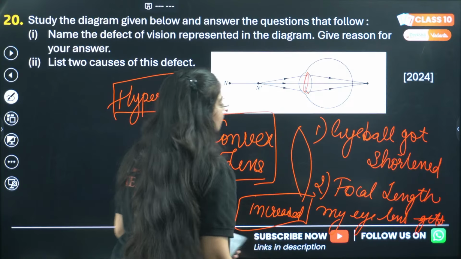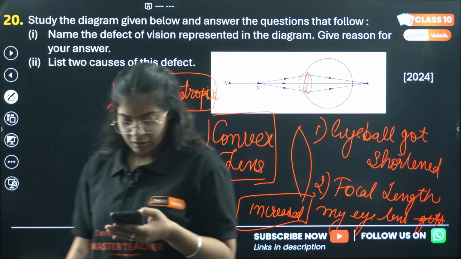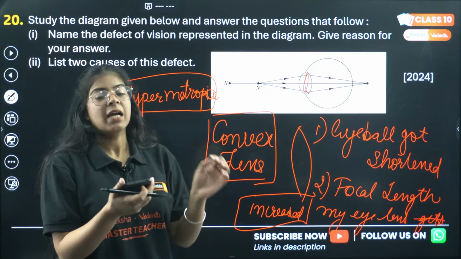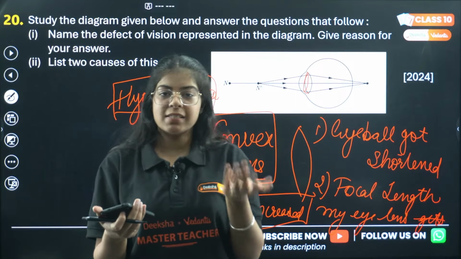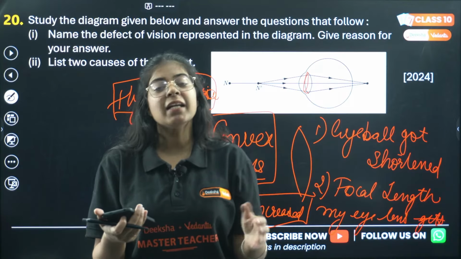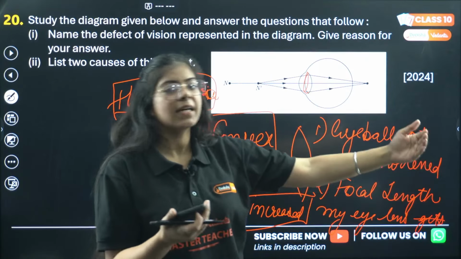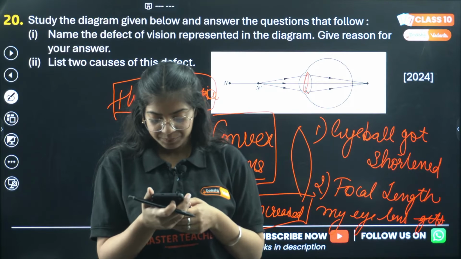Either my eyeball got shortened or my focal length got increased. Yes, the focus is beyond the retina, that's why there's a defect. Ideally, the image should be made on the retina. That's how we can see properly, right? But the image is being made behind the retina, behind the screen. So if the image is not on the screen, how will we see it?